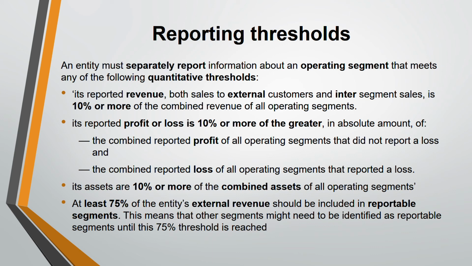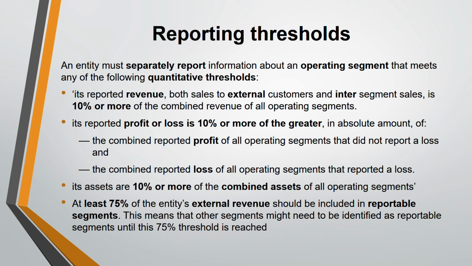So that means other segments also need to be reported separately, even if they do not meet the 10% threshold, remember the above. Even if it's not reporting 10% or more of the revenue, 10% or more of the profit or loss, or 10% or more of the assets, still you have to recognize it as a reportable segment separately. Why? So that you meet the 75% threshold. You have to reach it first.